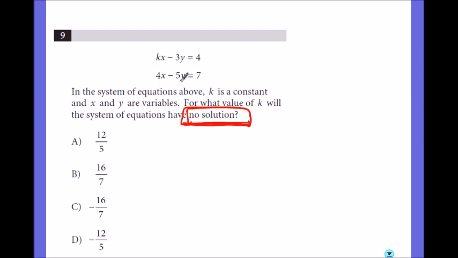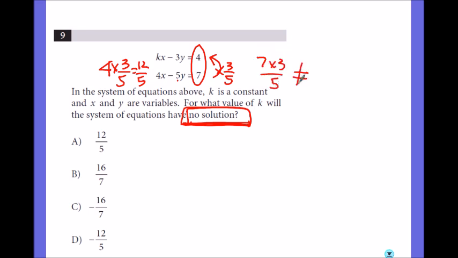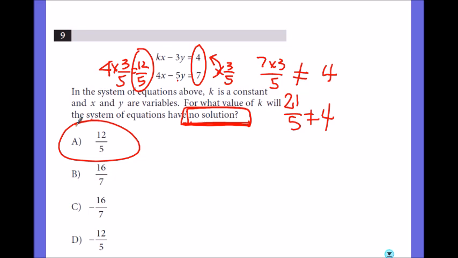So as you can see from here to here, if I want to go from 5 to 3, I have to multiply by 3 over 5 to go from here to here. Then what I can do is multiply 4 by 3 over 5, which is 12 over 5. But here, it should not work, right? So 7 times 3 over 5 must not be equal to 4, which is true. 21 over 5 is not equal to 4. So this can be one of the answers. And thankfully, that's what they had in their choices. So that is your answer.